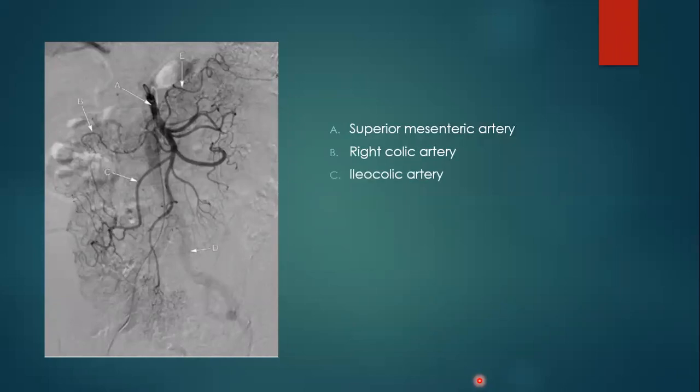The exam: angiogram. Number 1A: superior mesenteric artery. B: right colic artery. C: ileocecal artery.